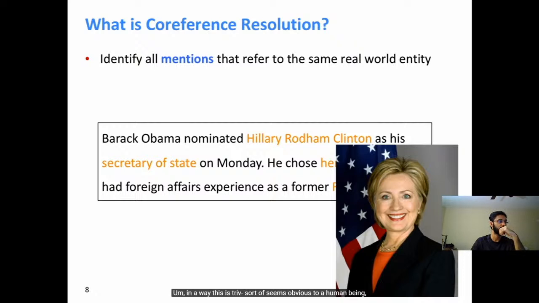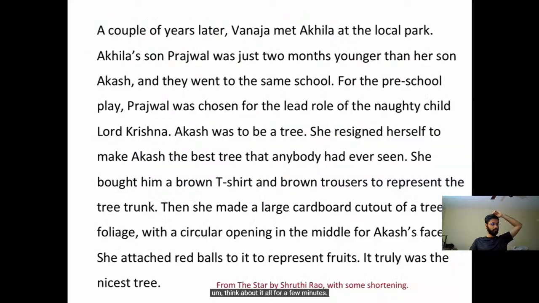In a way, this seems obvious to a human being looking at things, but it can actually be kind of tricky and hard. I thought we could spend a few minutes doing interactive working out of coreference together so that you guys can think about it for a few minutes.